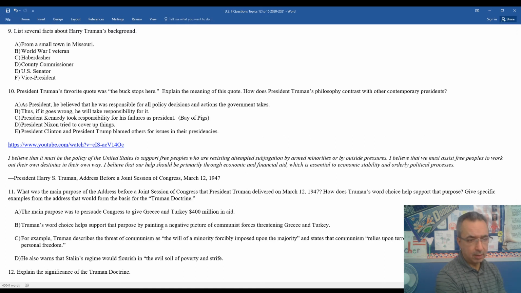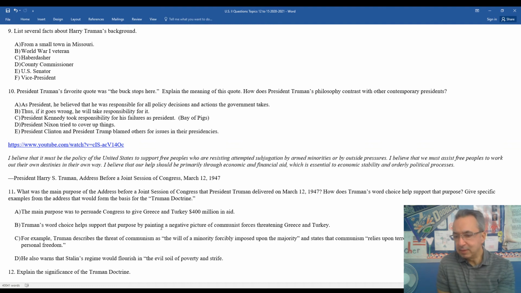Okay, question number 11 is based on a speech that President Truman gave before a joint session of Congress. A joint session of Congress is when both the House and the Senate are in the congressional building in the Capitol. And the president gave a speech there, and this is just an excerpt from the speech, obviously not the entire speech, but Truman stated, "I believe that it must be the policy of the United States of America to support all free peoples who are resisting attempted subjugation by armed minorities or by outside pressures," meaning communist governments like the Soviet Union putting pressure on their government.